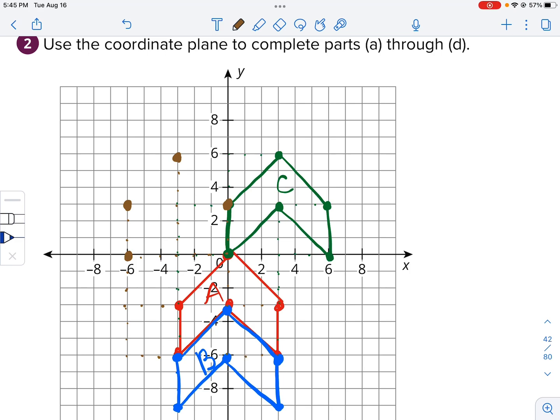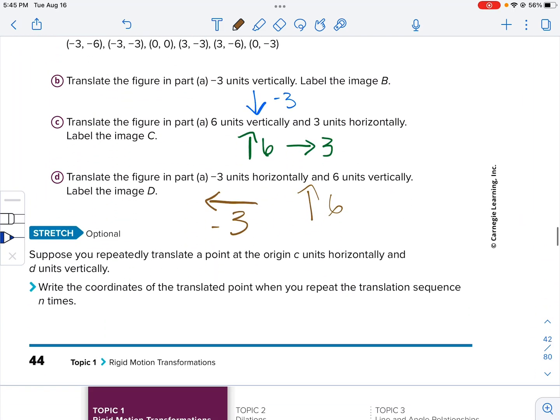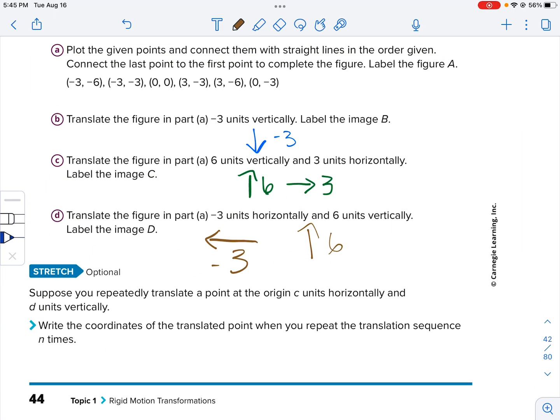Going left 3 and up 6 for the remaining points. And then you have D. Okay, and you weren't supposed to do this.